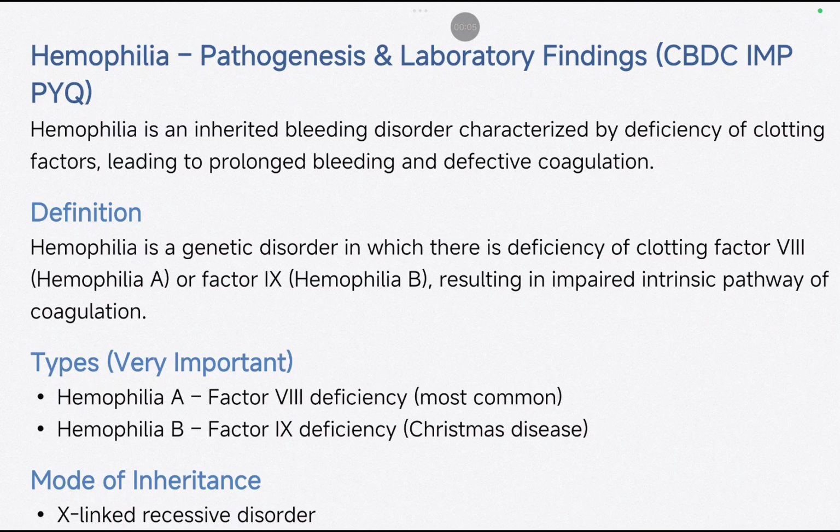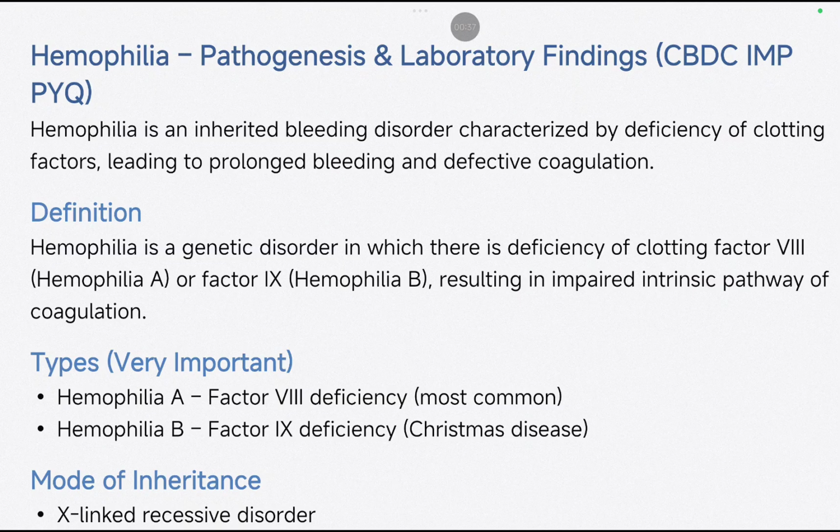Today's important topic is hemophilia. Hemophilia is an inherited bleeding disorder characterized by the deficiency of clotting factors, which leads to prolonged bleeding and defective coagulation. What is the definition? Hemophilia is a genetic disorder in which there is deficiency of clotting factor 8, which is called hemophilia A, or factor 9, which is called hemophilia B, resulting in an impaired intrinsic pathway of coagulation.